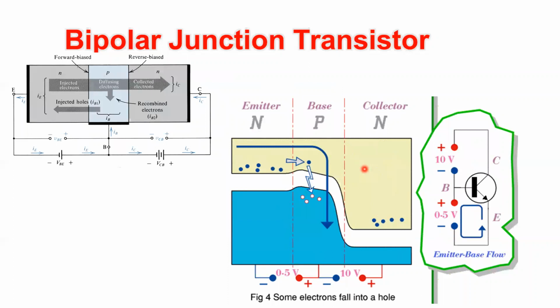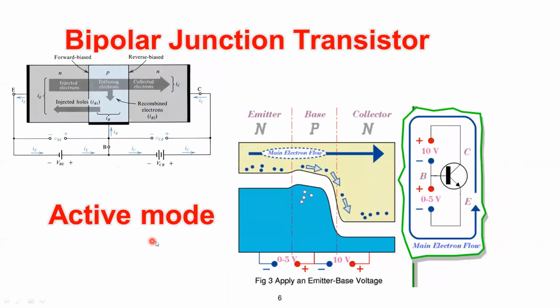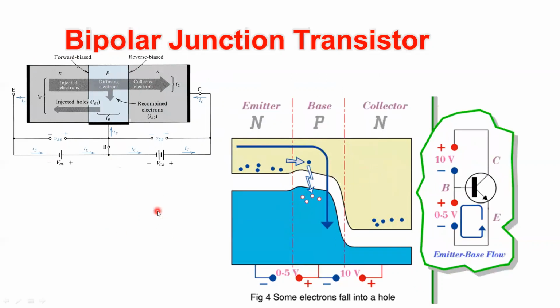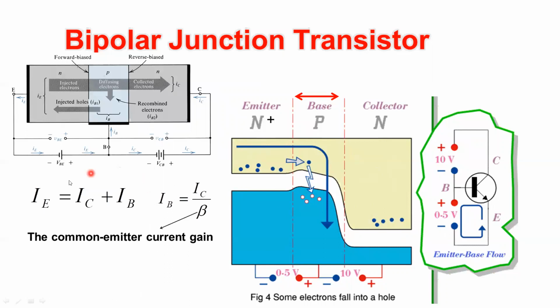And we studied what we call the active forward mode. In the active forward mode, we have two conditions. We have that the emitter base junction should be forward and the base collector junction should be reversed, as you can see here. And in this condition, we start to reach some important equations. The first was that the total current reaching the emitter is the summation of the current coming from the collector and the current coming from the base.